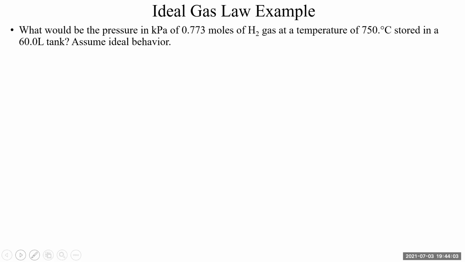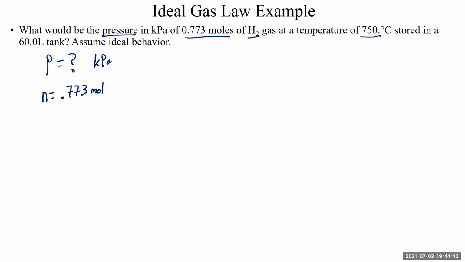Let's get away from standard temperature and pressure. Let's calculate some other conditions besides the standard. What would be the pressure, P? So we'll write P down, and that's our question mark. What's the pressure in kilopascals? Okay, so we want kilopascals, so we know we're going to have to do a little bit of unit converting at the end of this problem. Of 0.773 moles, so n equals 0.773 moles. Hydrogen gas doesn't even matter because as an ideal gas, it makes absolutely no difference which gas you're calculating unless you're comparing two different gases under different conditions.